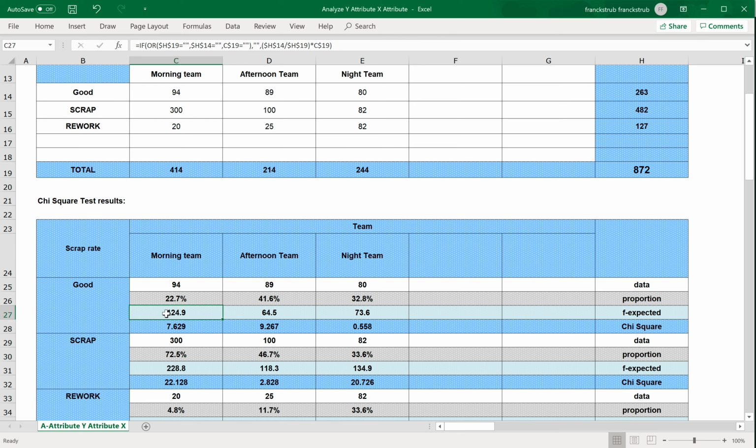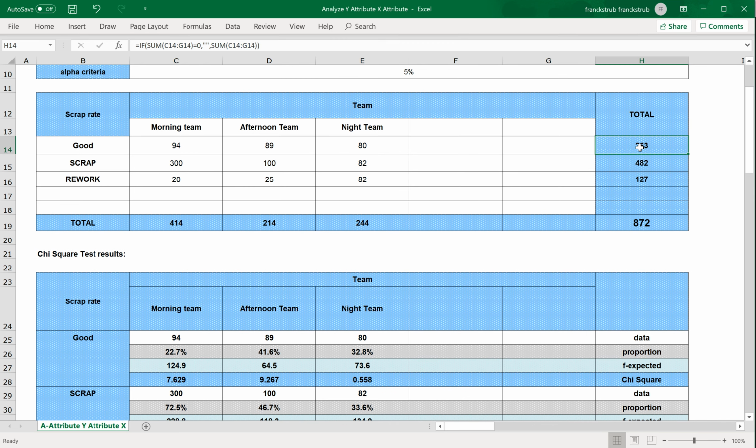Here you will have what we call expected frequency. This is something that we could expect, and we calculate it based on what? Based on this total number of good parts produced by the three teams, divided by the total number of parts produced by the three teams.